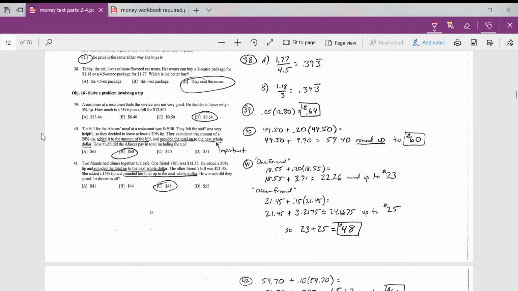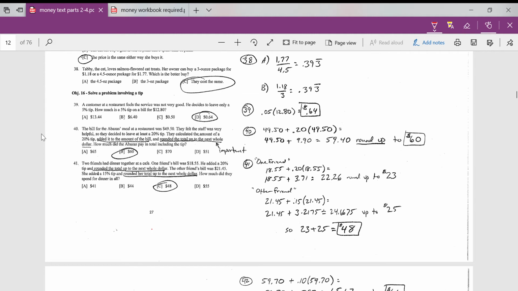Okay, so objective 16 is solving a problem involving a tip. A tip is something you give like a server or someone that helps you at a business when they're supplying a service. This is something that gets added on to the regular cost and is most commonly based off a percentage. So we are going to use things we've learned this year with percentages.